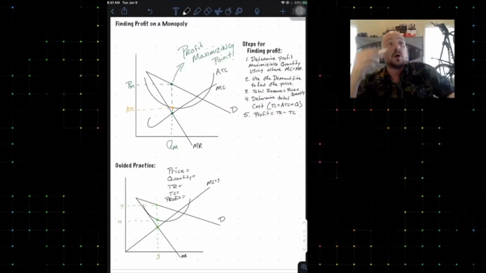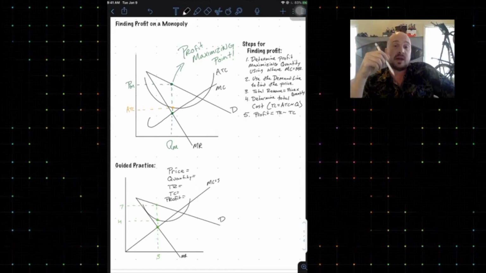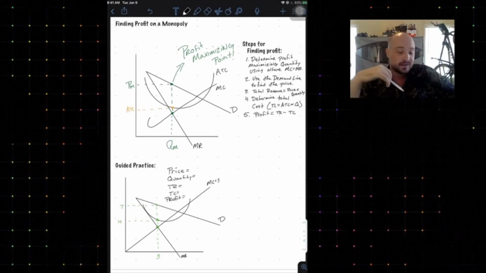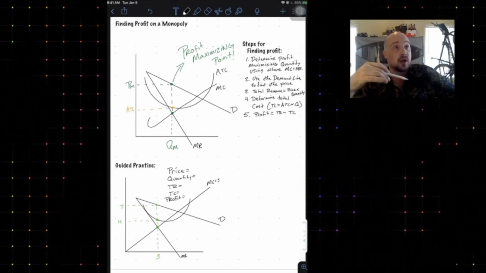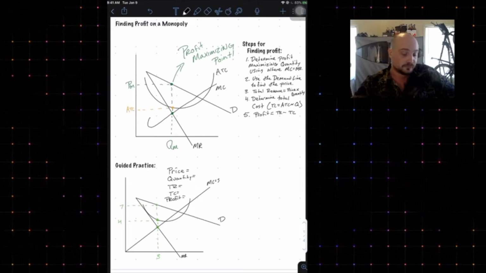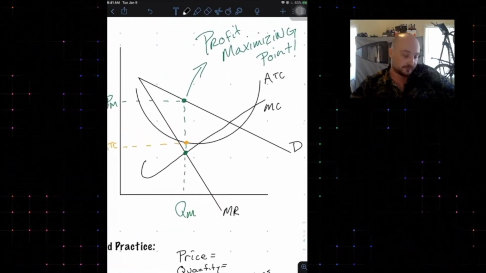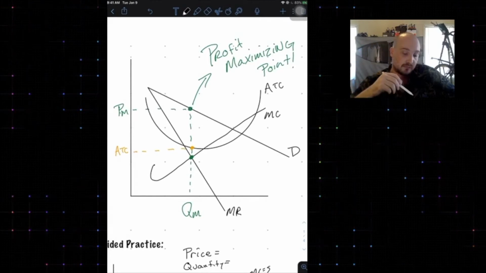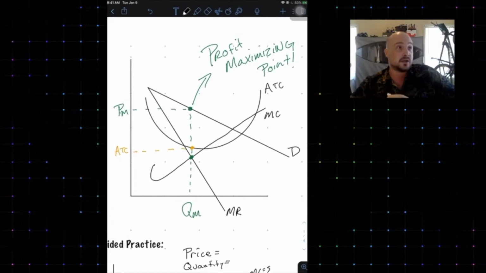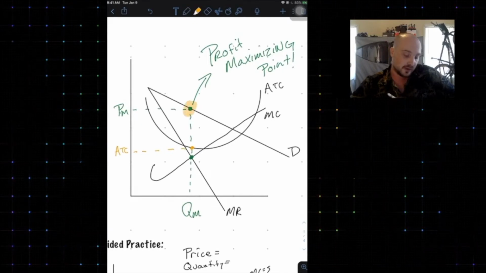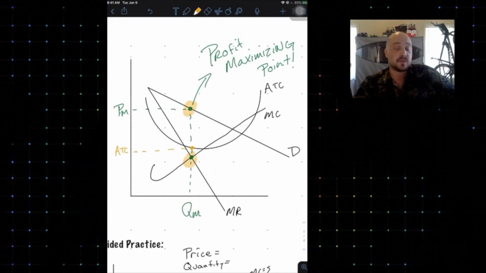Okay. So you should have already copied down the notes for today, right? These are the notes for today. I'm going to go over the guided practice as well as the steps for finding the profit on a monopoly graph, right? So here's our monopoly graph. It has that split demand and marginal revenue line. And I added something to this that you should see, right there. That's the profit maximizing location, right?